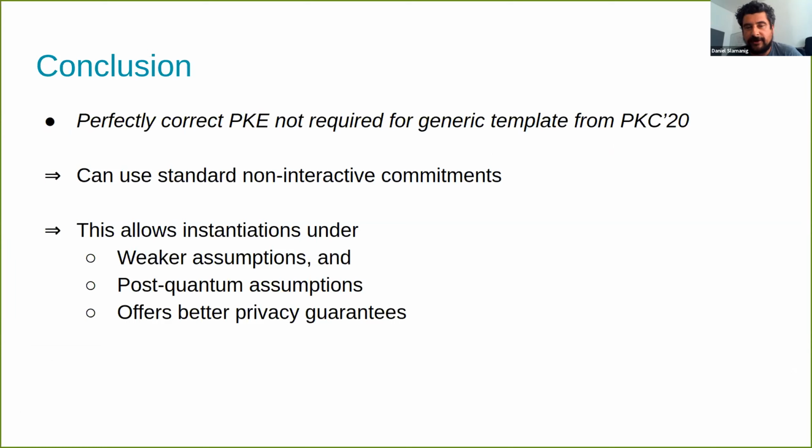And as we show in the paper, and also in the full presentation that Kai has done, this allows us to instantiate this generic compiler under different assumptions. We show one concrete construction under the discrete log assumption, and we also show a concrete construction under the LPN assumption, and we can equivalently also instantiate it from the LWE assumption. In addition to that, it offers better privacy guarantees as it provides a stronger indistinguishability notion than what previous work has done.